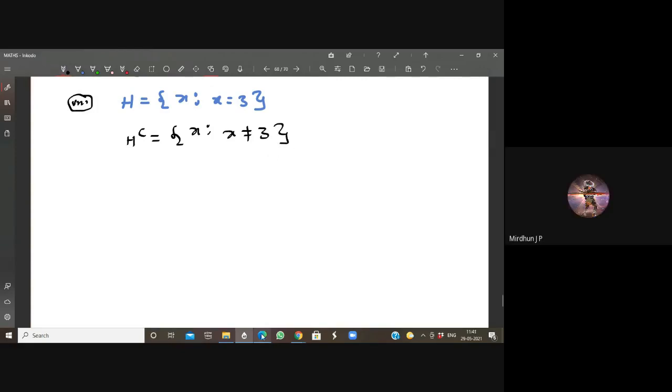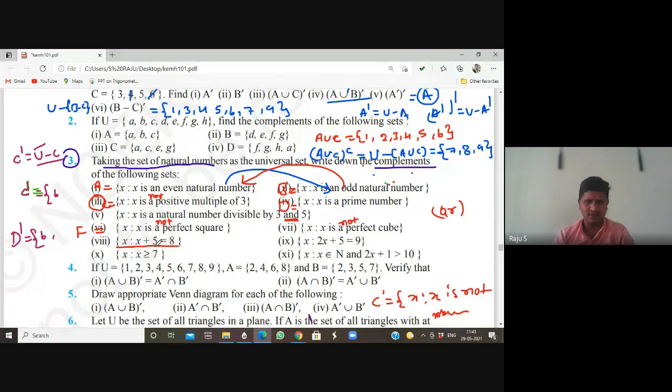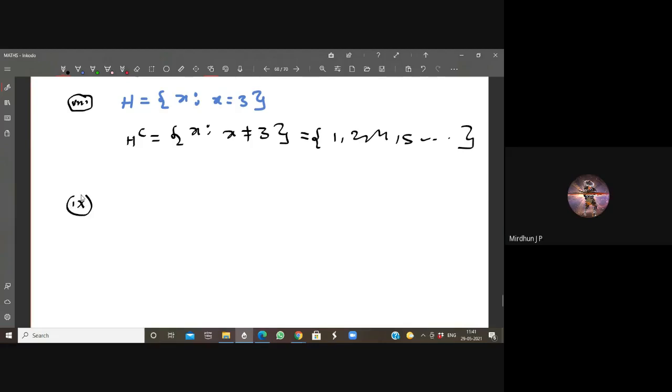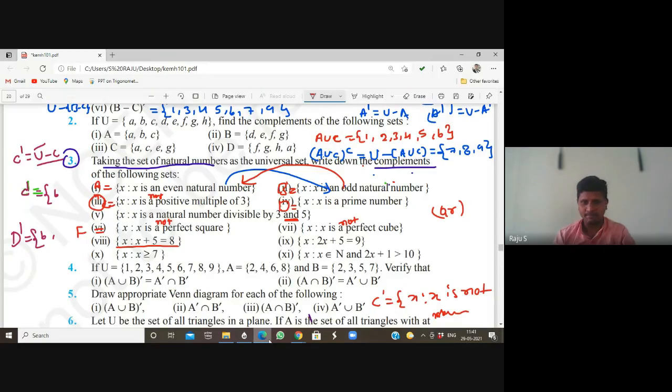Sir, can we write it in roster form itself, sir? 1, 2, 4, 5, 6, like that we can write, sir? You can write like that also. But because they have given an equation here, it's better to write it like a statement. You can write even roster form also: other than 3, you can write 1, 2, 4, 5, 6, 7 and so on. They have given it in set builder form, so it's better to write its complement also in set builder form only. Okay, sir. Roster form also is 100% right. Right, next.